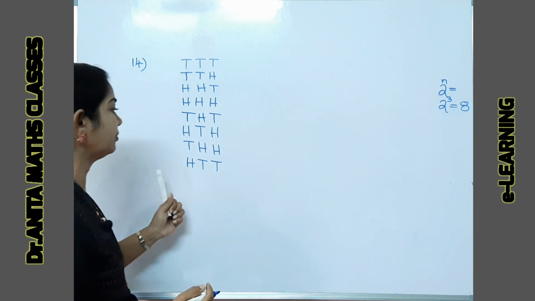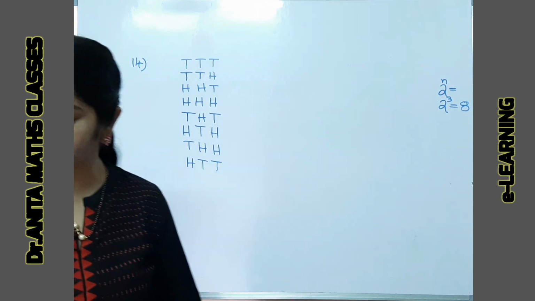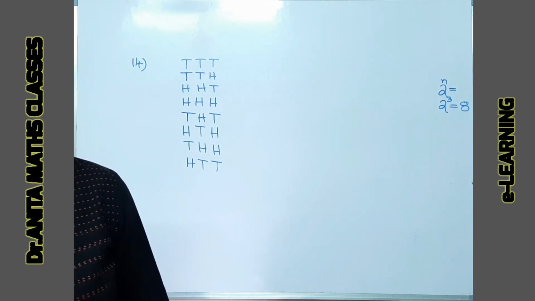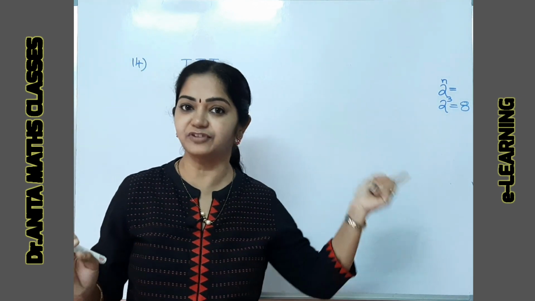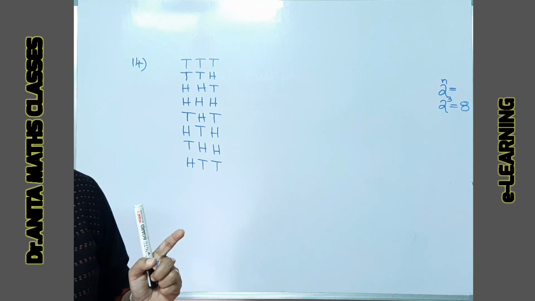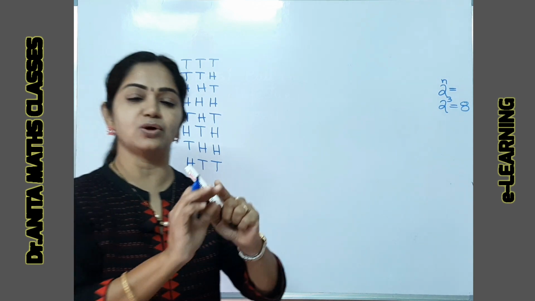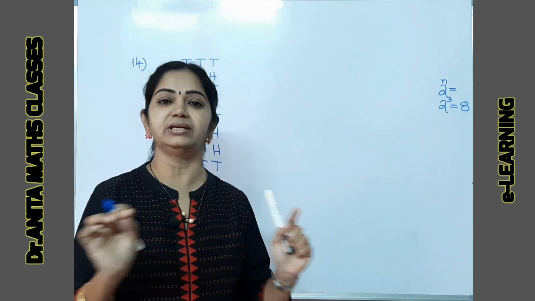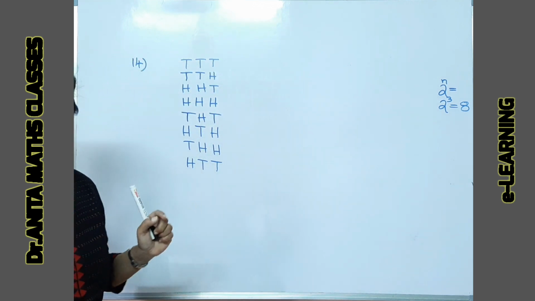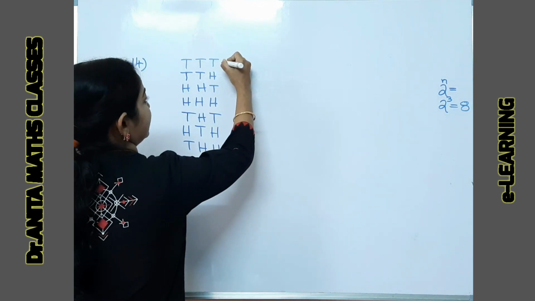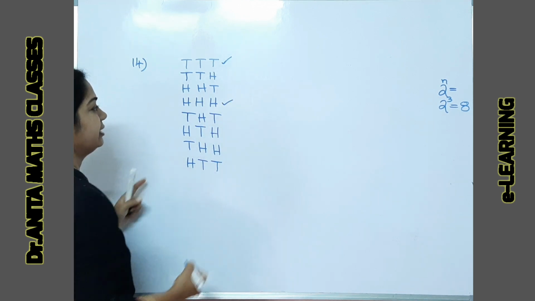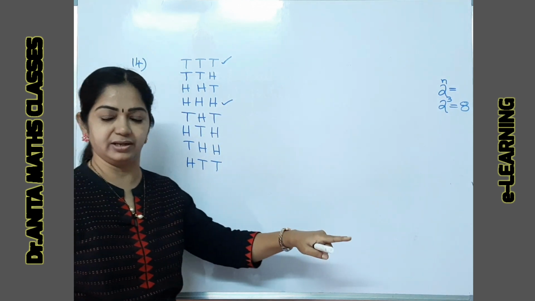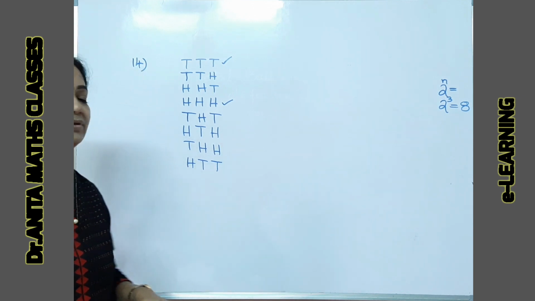8 possibilities. Now here, Deekshita, the question is to calculate the probability that she will lose the game. First we need to understand when Deekshita wins: when she gets all 3 heads or all 3 tails. That is her winning condition. So here 3 tails and 3 heads. In these 2 cases only she will win. So when she will lose, we have to calculate.